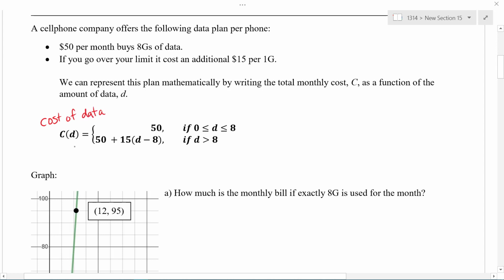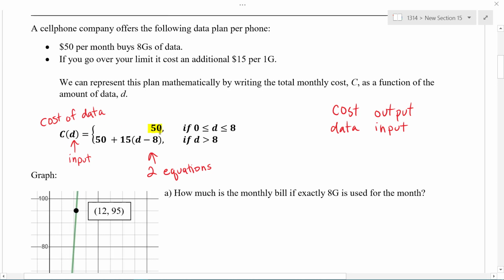So D represents the input for this function. So there's our input variable. You can also think of it as cost is what comes out of the function, so that's the output, and data is what goes into the function, so that's the input. So we put in the amount of data and out comes the cost for the month. This function is represented by 2 equations. So this function is defined in pieces, so that's why we call it a piecewise function. So we have 2 equations that represent this function.